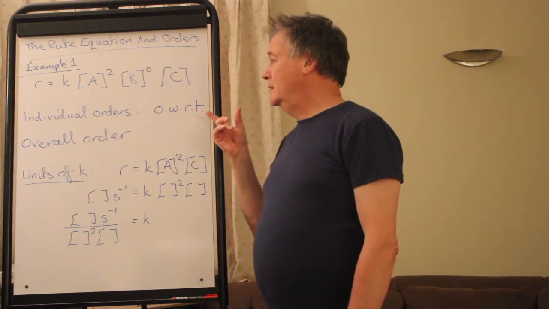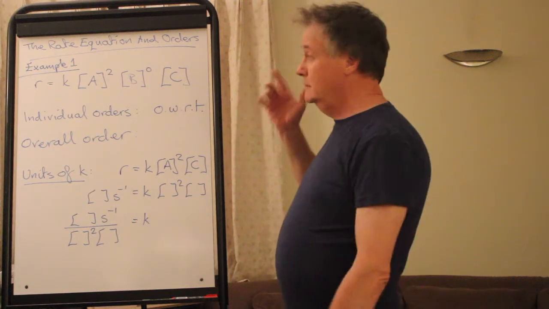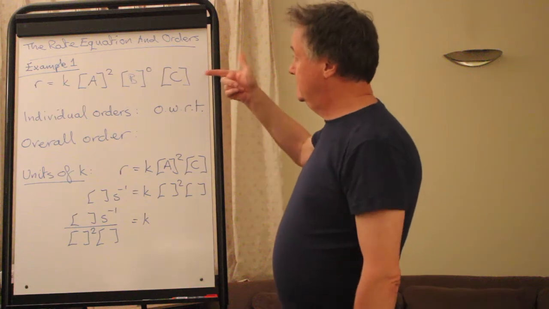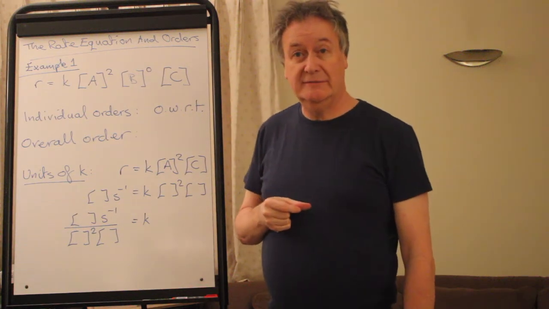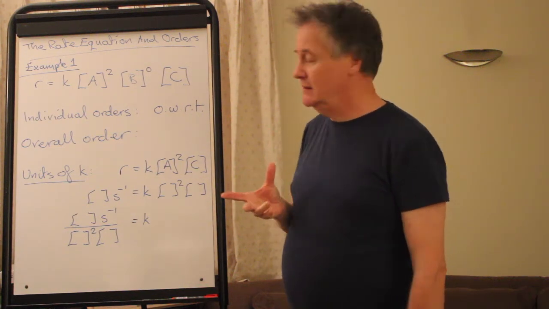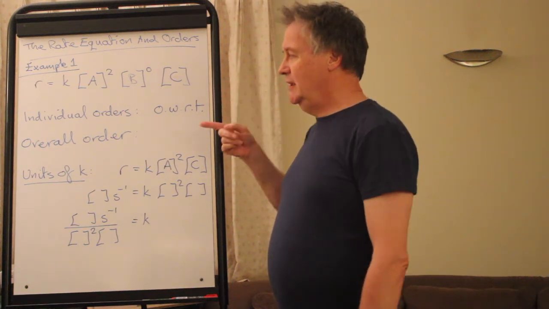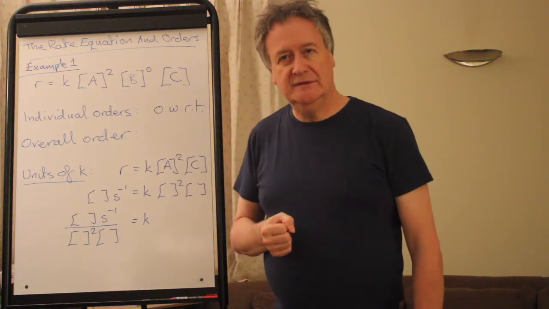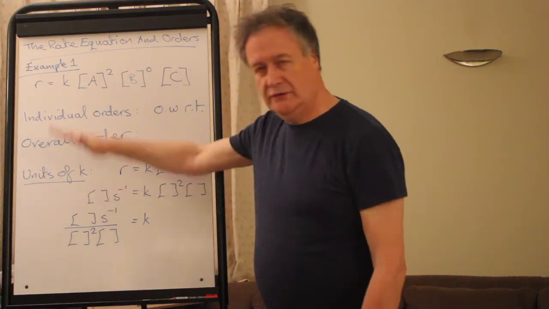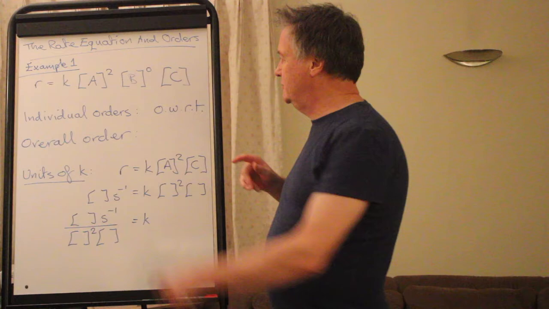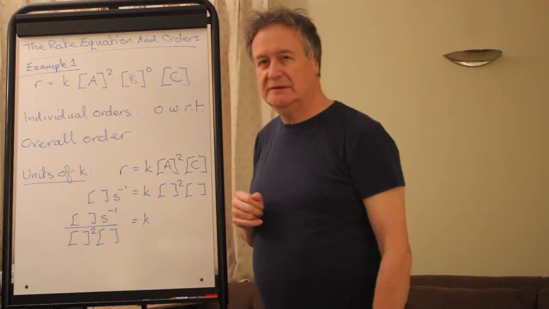Now, worth noting down things as we go along. That rate equation there is going to be the rate equation for this example. You need that. I'm going to talk about individual orders, overall order, and how to work out the units of K. We'll go through all of that in just a minute, don't focus on that. Let's just think about this because you need to note this down.